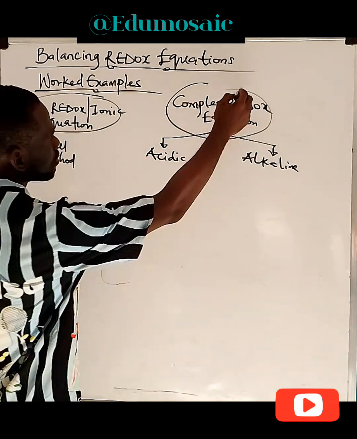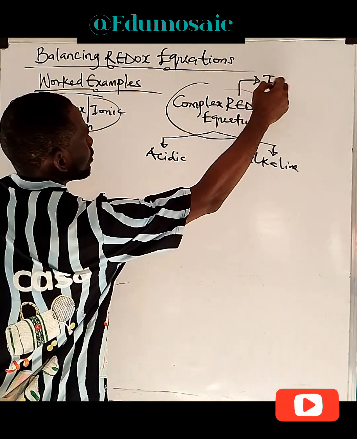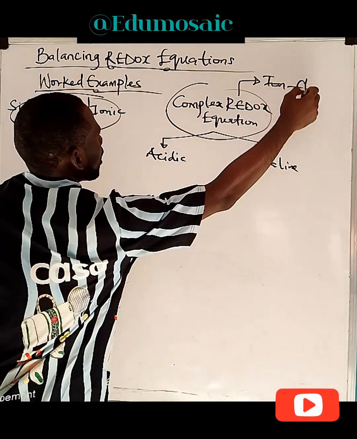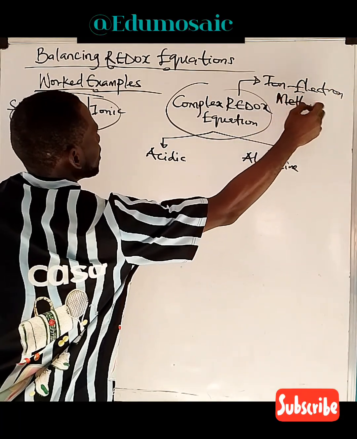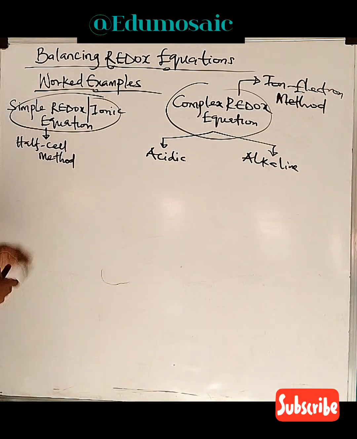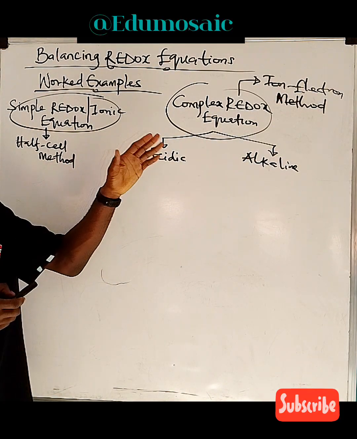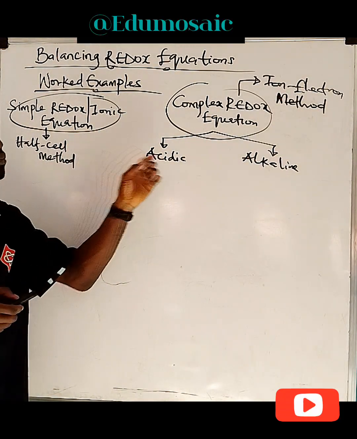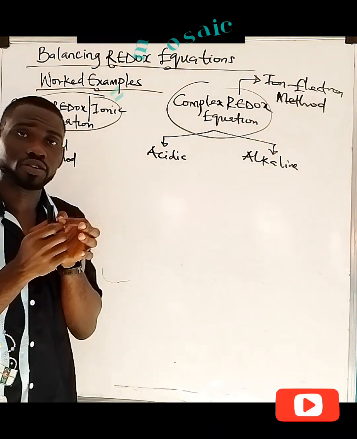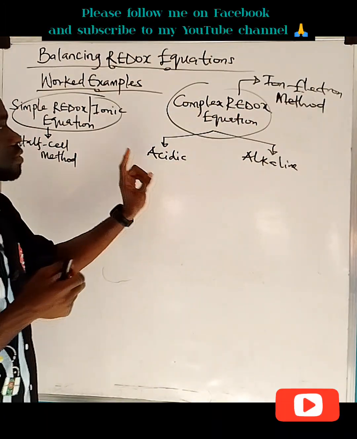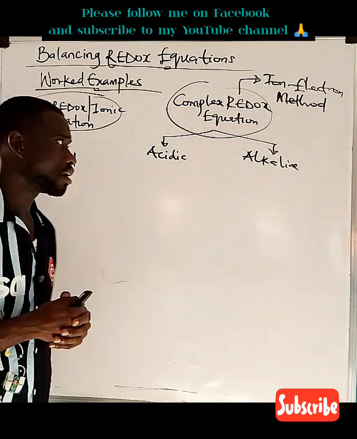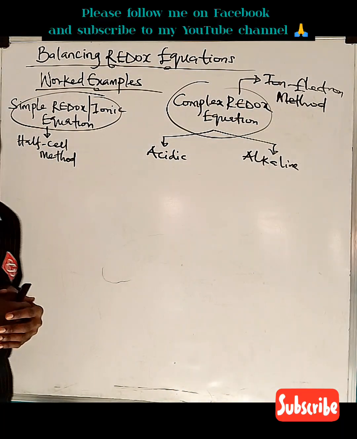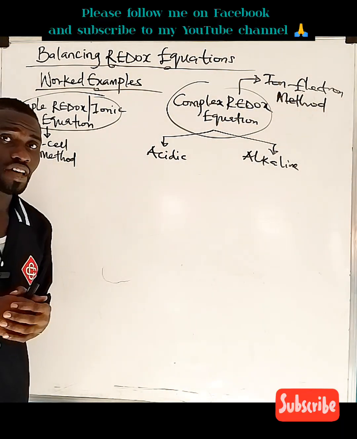For the complex, we use the ion electron method. So the half cell method and the ion electron method are the same, but for the complex, it's just a bit tweaked to be able to handle the acidic and the alkaline complex redox equations. So we're going to be looking at the first worked example.